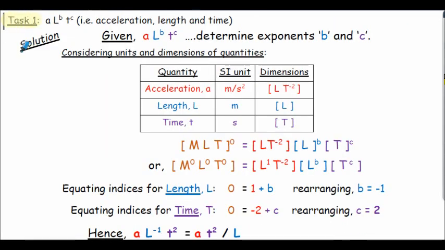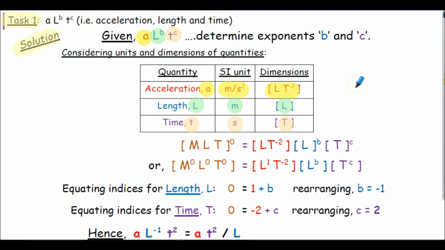So task 1, here's the full solution. As always with each of these problems, firstly ensure you use the appropriate SI unit and then convert to the appropriate dimensions. So for acceleration, symbol A, that's the SI unit, meter per second squared, and in dimensions that would be LT to the -2. Next we have L to the power of b, so that's length. Length is in meters, so dimension is L. Notice we always use square brackets of course for dimensions. And finally time T, SI unit is a second, so dimension is capital T.